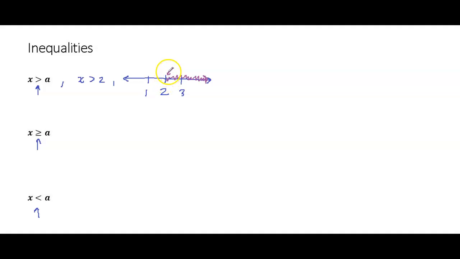One way to represent that is to use a parenthesis right on the number 2. This tells us that 2 itself is not a solution, but everything greater than it is. Another way to represent the solution is through interval notation. I'm going to go ahead and write this one out.